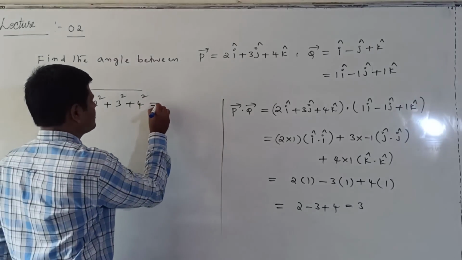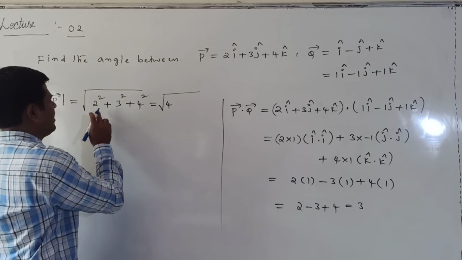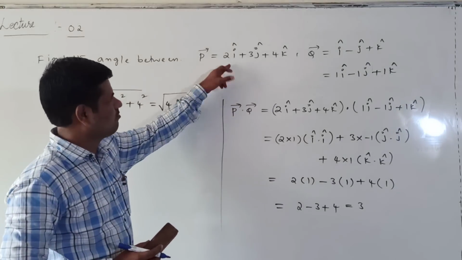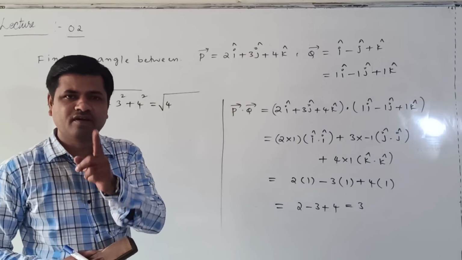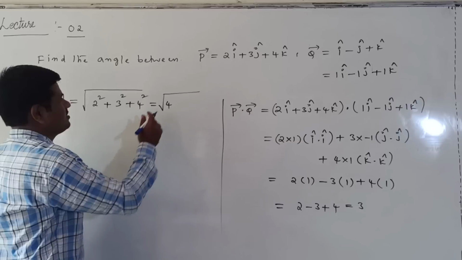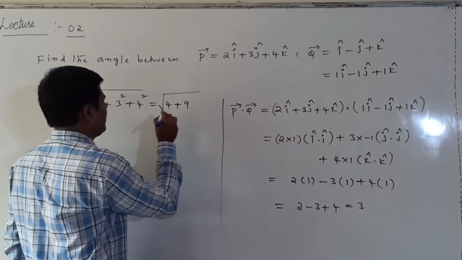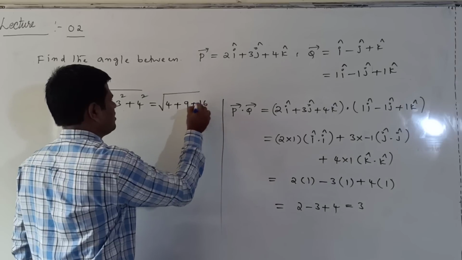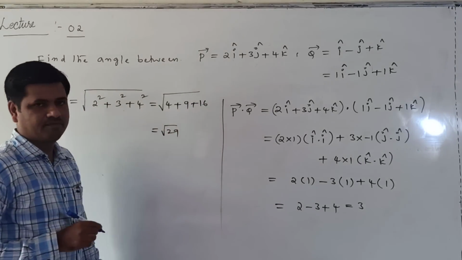Now 2 squared is 4. Here i cap also makes the mod, but the magnitude of the unit vector is 1. That's the reason we are not writing it. This is 2 square is equal to 4, 3 square is equal to 9, 4 square is equal to 16. Here we are getting the value equal to under root of 29.